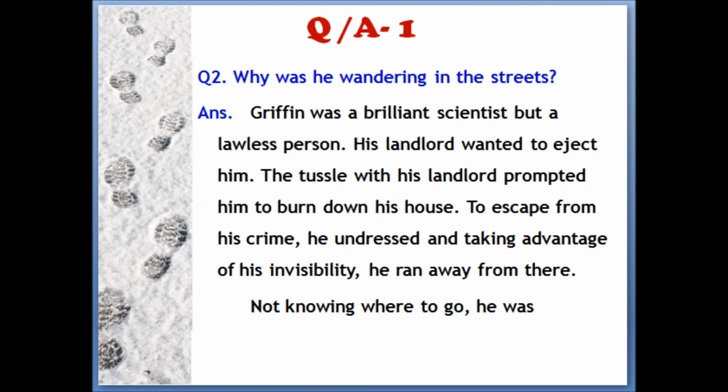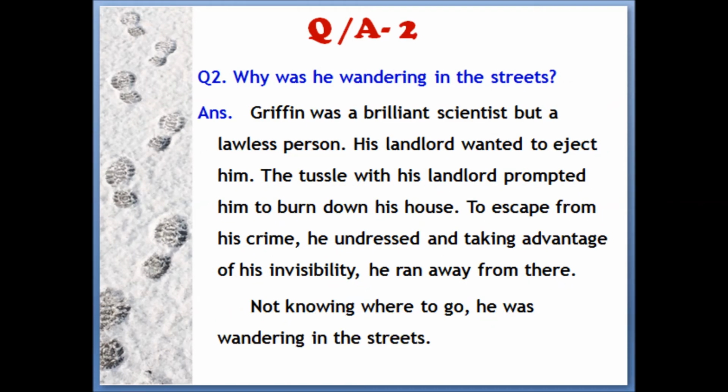Question number 2. Why was he wandering in the streets? Answer. Griffin was a brilliant scientist but a lawless person. His landlord wanted to eject him. The tussle with the landlord prompted him to burn down his house. To escape from the crime, he undressed and, taking advantage of his invisibility, he ran away from there. Not knowing where to go, he was wandering in the streets.